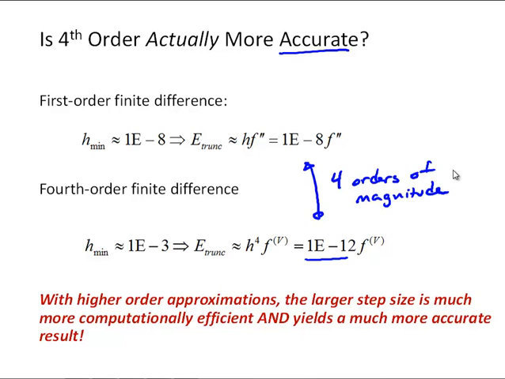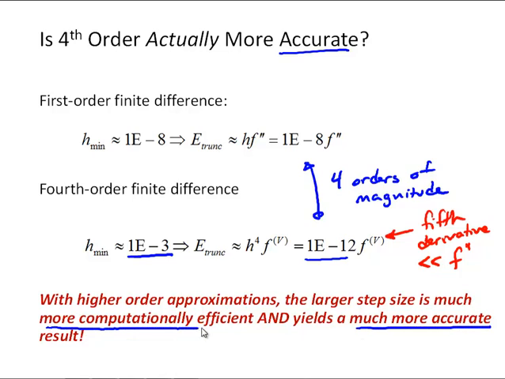So much better. And another side note is this is proportional to the fifth derivative, and that's typically, for most functions, unless it's an oscillatory function, that fifth derivative is going to be much less than the second derivative. So with a higher order approximation, that larger step size, 1 times 10 to the minus 3, is much more accurate, and it's also going to be much more computationally efficient.